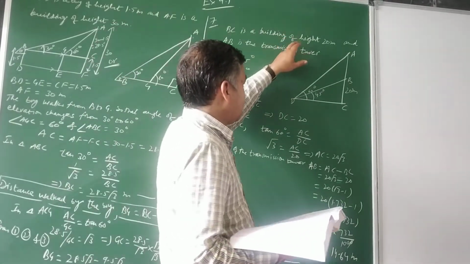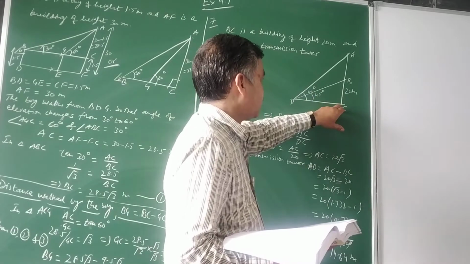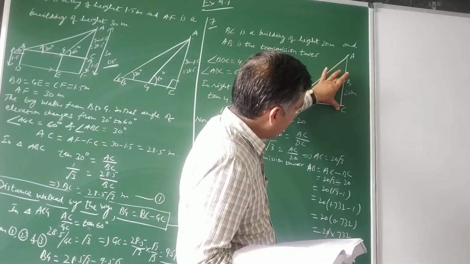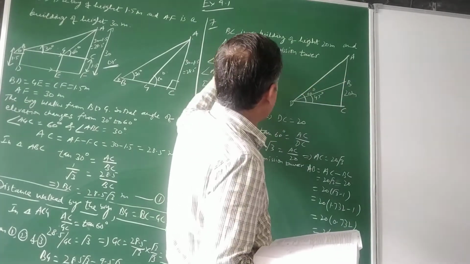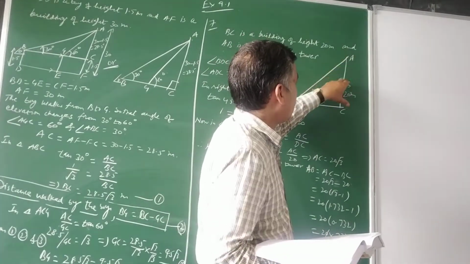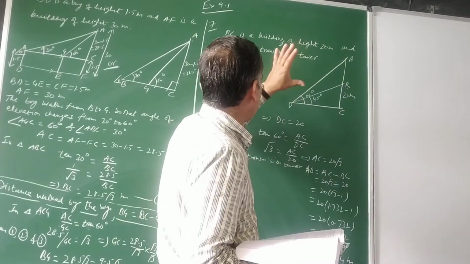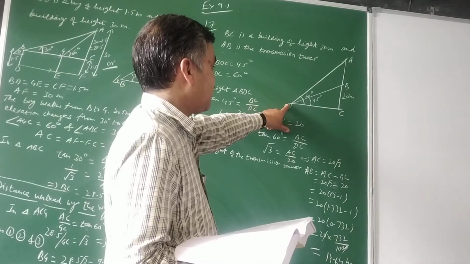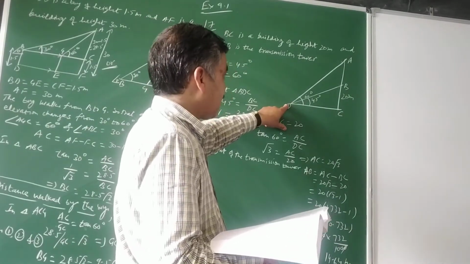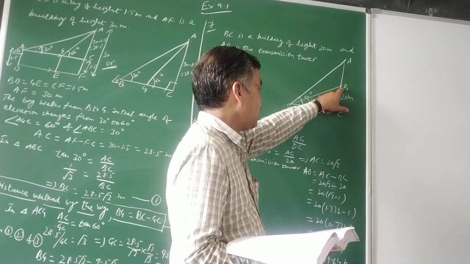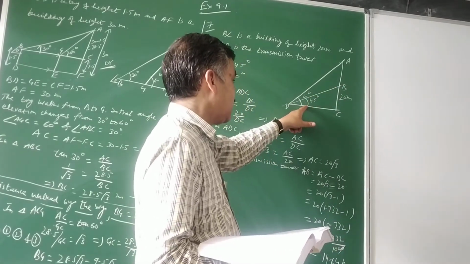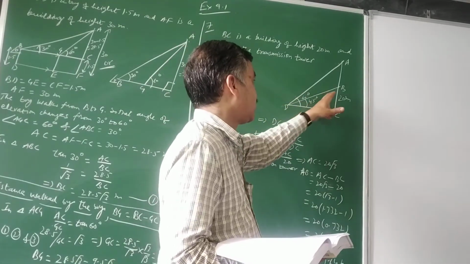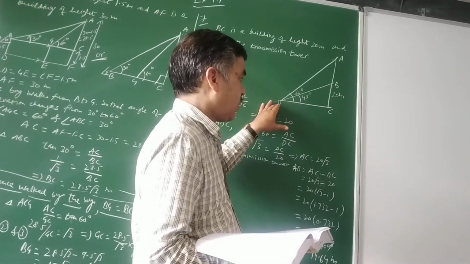So I have taken BC as the building, and the height of the building is given as 20 meters. So this much part is the building, and AB at the top of the building is the transmission tower. From a point on the ground, that point I have taken as D. The angle of elevation of the top of the building, that is B, is equal to 45 degree. And the angle of elevation, as I have explained to you, is from the lower to the upper part, so from bottom to the top.